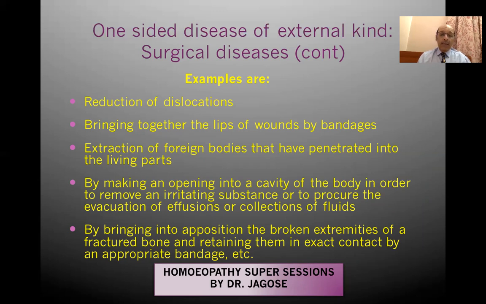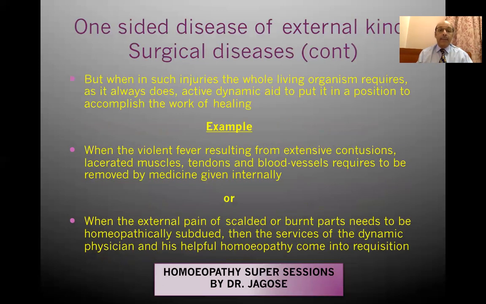Next example, by bringing into apposition the broken extremities of a fractured bone and retaining them in exact contact by an appropriate bandage, etc. So again, in the case of fracture, you again have to go to an orthopedic surgeon. He will reduce the fracture and he will bring it in proper apposition or in proper alignment, and he will plaster the part and give rest to the part. But when in such injuries, the whole living organism requires, as it always does, active dynamic aid to put it in a position to accomplish the work of healing.